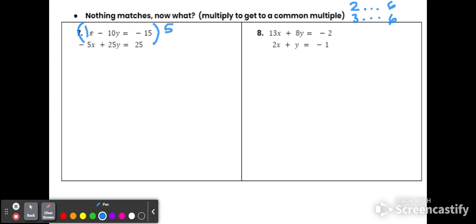Okay, so we're going to have 5 times 1x, 5x. 5 times -10y, -50y. And then we're going to have -15 times 5, -75. So it's just like the last ones we did, but instead of just multiplying by -1, we're actually multiplying by a new number. This number can also be a +5, or I could have multiplied by a -5. Okay, so now we have a +5, and so the equation below it right here is ready to go at -5x. Now we have the kind of match that we want.